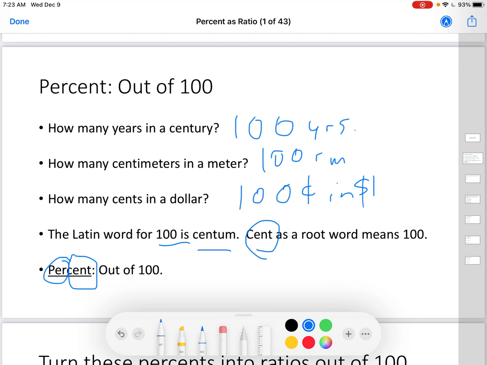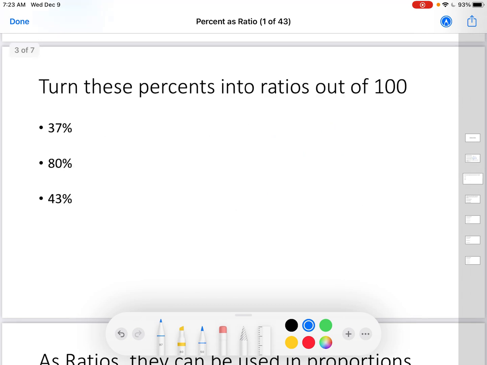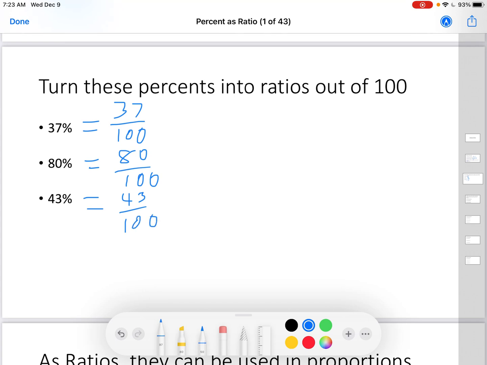So, out of 100, what does that mean? Well, let's turn these percents into ratios out of 100. 37% is 37 out of 100. 80% is 80 out of 100. 43% is 43 out of 100. And these ratios are a fraction also, because the 100 is the whole thing. So 100% is 100 out of 100, or just 1, or the whole thing.